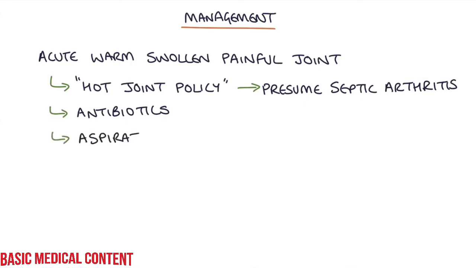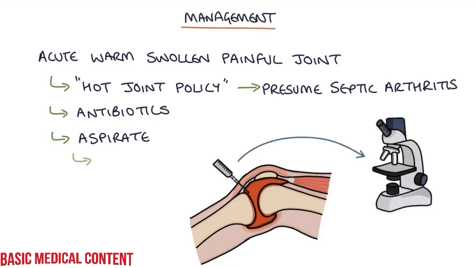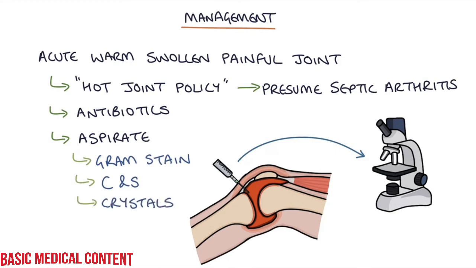It's important to aspirate the joint, so take a sample of the fluid from within the joint and send this sample to the lab for gram staining, culture, and sensitivities to look for bugs that could be causing septic arthritis. The aspirated fluid can also be sent for crystal examination to look for things like gout and pseudogout.